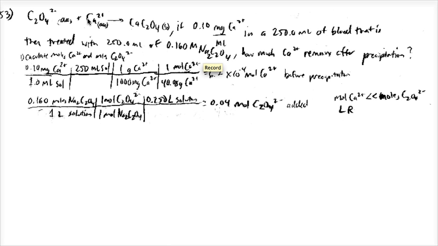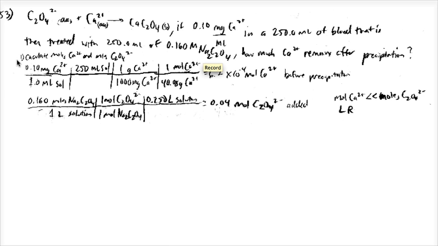You're told that blood can be treated by putting C2O4 2- into it to help keep the calcium ions from interfering with the quality of the blood. You're told that normally blood has 0.1 milligrams of calcium 2+ ions per milliliter, and you're dealing with a 250 milliliter sample of blood that's treated with 250 milliliters of 0.160 molar sodium oxalate, Na2C2O4. You're asked to figure out in the end how much calcium remains after you precipitate out the calcium oxalate.